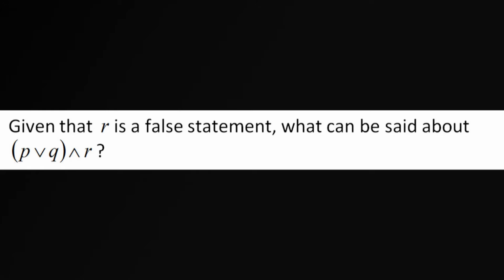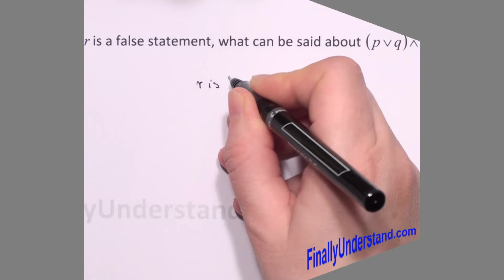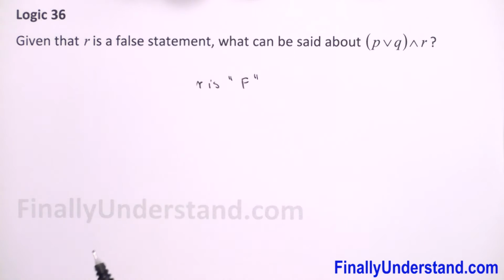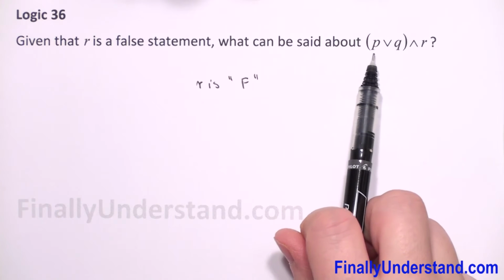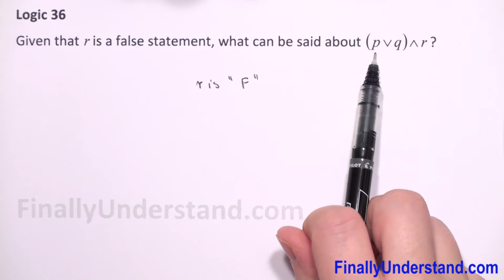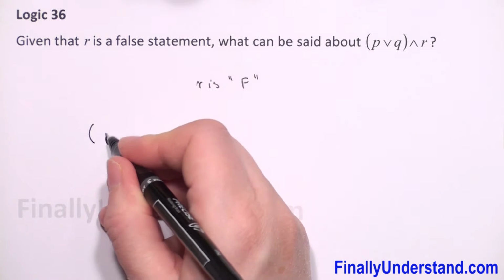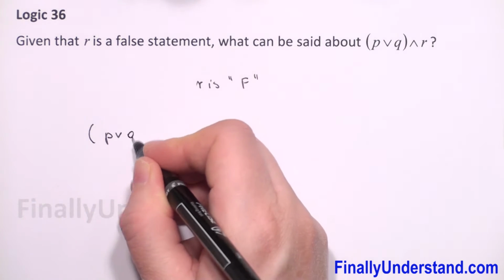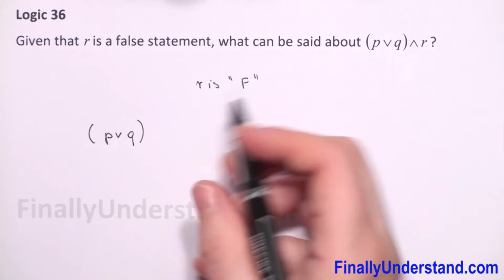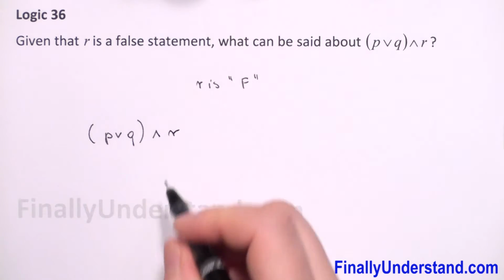We have given that R is a false statement. So let me write this. R is false. And what can we say about this compound statement? We have in parentheses P or Q, and we have and R.